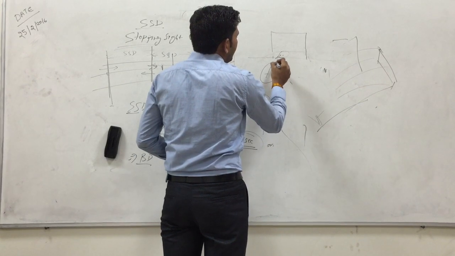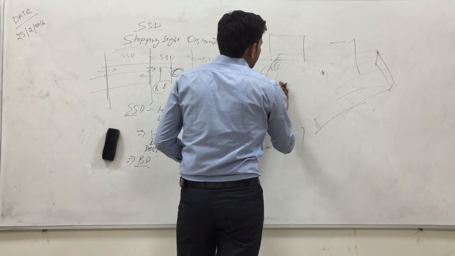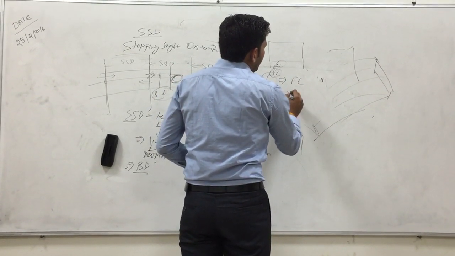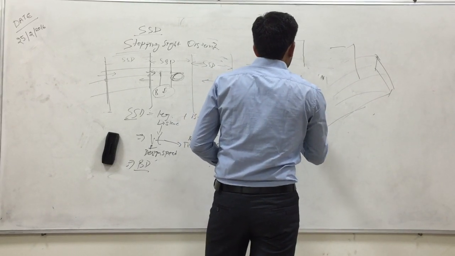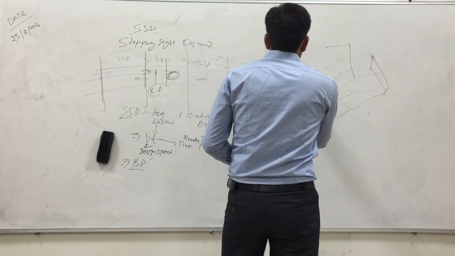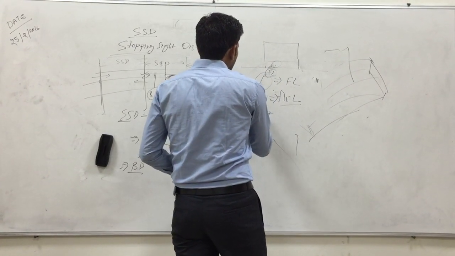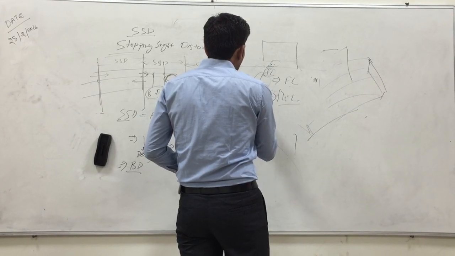The friction force is F into L. F is equal to W L, friction force. This is the work done by the friction.